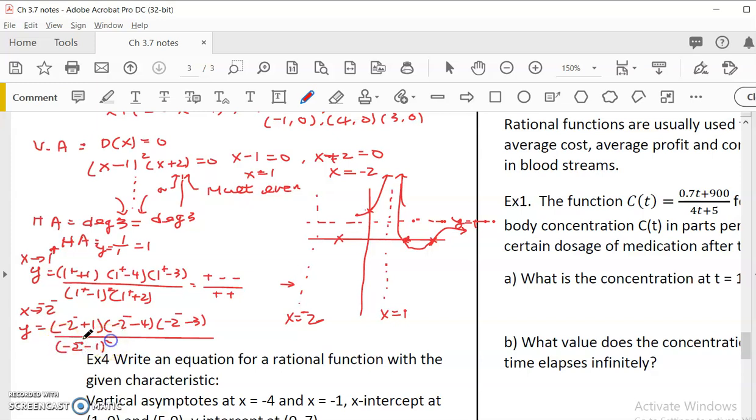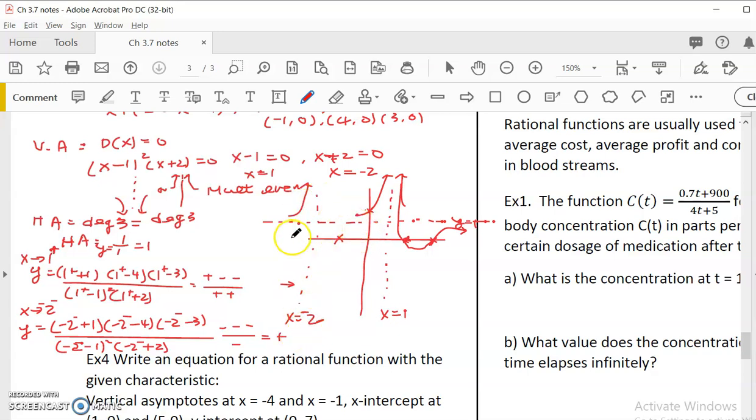But squared, so this is positive. Negative 2 minus plus 2. Negative, negative, negative divided by a negative. So the whole thing is positive. So it would actually go to infinity on this side, on the left side of negative 2.